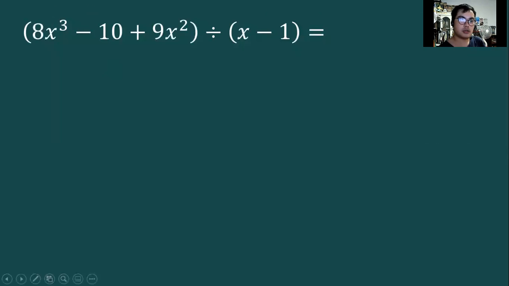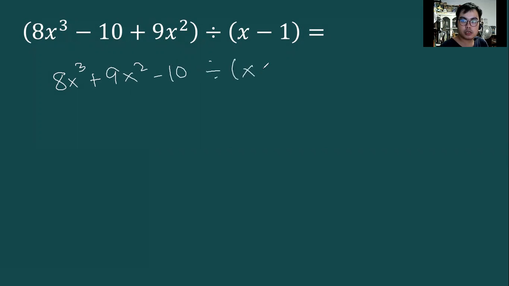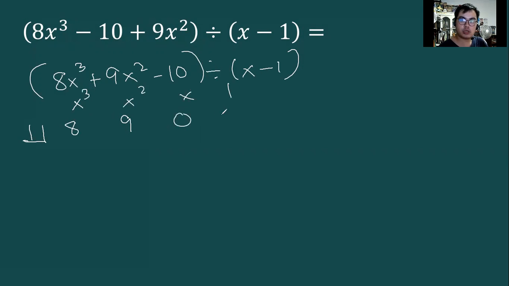Next. Okay, so now we're going to arrange. We're going to do the same thing as always. But the question is, what do we lack? Do we have x? None. So what are we going to do? Same thing. So the value of x will be 1. Then the coefficient of x cubed will be 8. Then 9. Since we do not have x, it will be 0. Then our constant will be negative 10.